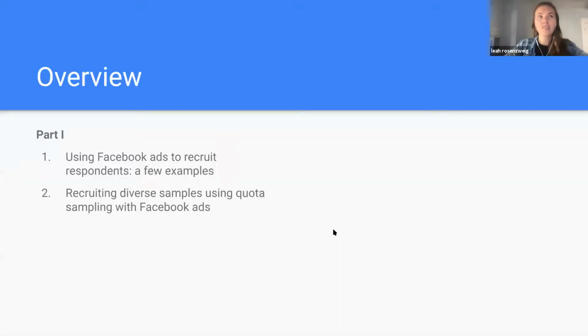So I'm going to divide our session into two parts. In the first part, I'll talk about using Facebook ads to recruit respondents and give a couple examples from my own work. Then I'll do a deeper dive into the paper that we shared with the link for this session about recruiting more diverse samples using quota-based sampling and Facebook ads.